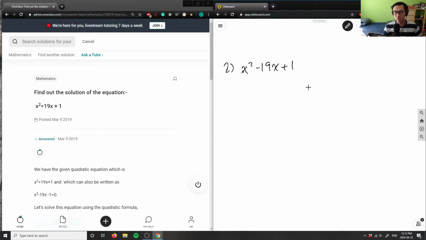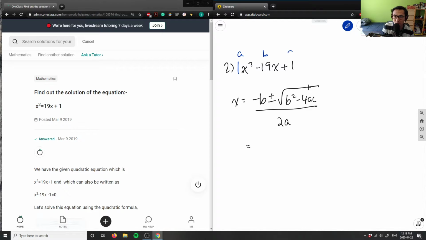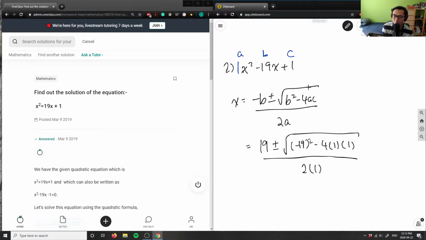If you recall, the quadratic formula is x equals negative b plus or minus the square root of b squared minus 4ac, all over 2a. And then what we're going to do is simply sub in these numbers here, right? Our a value is 1, and we have b and c. Negative b is negative 19, so negative 19 means it's positive 19. So 19 plus or minus the square root of negative 19 squared minus 4 times a, which is 1, times c, which is 1, all over 2 times 1, which is our a value here.